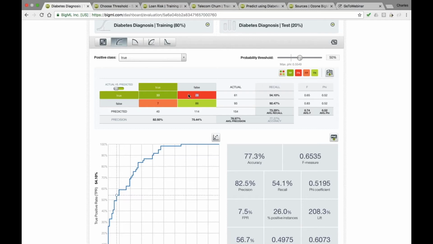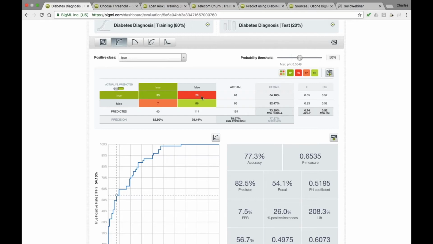But look at this. I'm missing 28 people who have diabetes out of 61. I'm missing nearly half the people who have diabetes with this model under the default behavior. That's probably not good, right? That's probably not the trade-off we want to make, where we get 4 times as many false negatives as false positives. As I said, false negatives have the more dramatic consequence here.